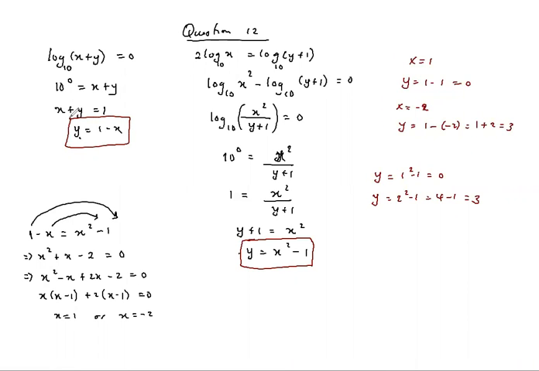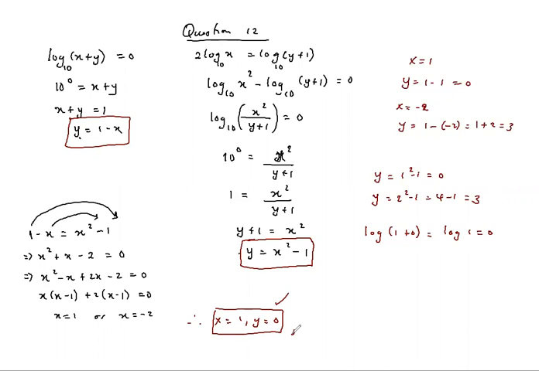What about the log equations? When x is 1, y is 0. Of course, this is log 1, which is 0. So we tick x is 1, y is 0. This one, we have checked, so we check another one.